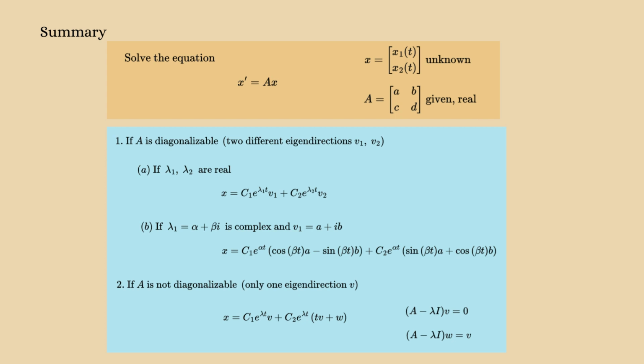Here is our strategy. Depending on whether our A is diagonalizable or not, we will go to case 1 or case 2. In case 1, depending on whether our eigenvalues, lambdas, are real or complex valued, we will go to case A or case B. In each case, we will have an explicit formula for our solution x. After seeing our recipe, let's look at one example to perform our strategy.